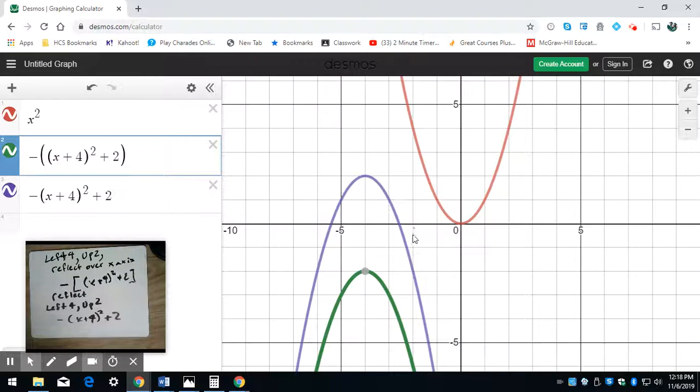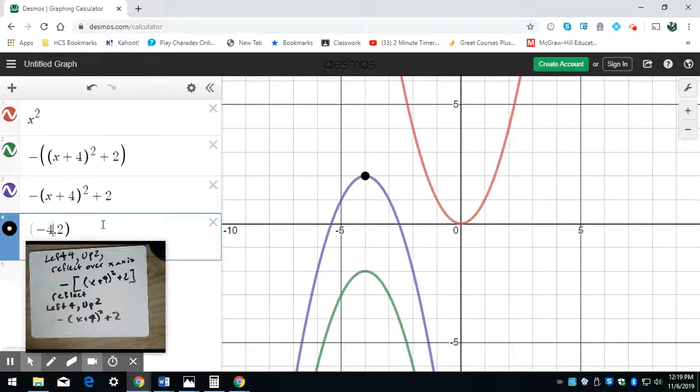I'm going to the left, 1, 2, 3, 4. And then I'm going up 2. So that's this one right here. In other words, I reflected first, and I've translated over to the left, then up 2. So the vertex for this one is going to be negative 4, 2, right? Negative 4, 2, because I translated over 4 to the left and up 2.